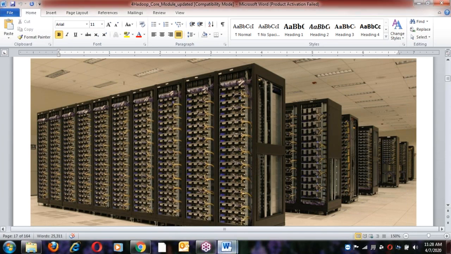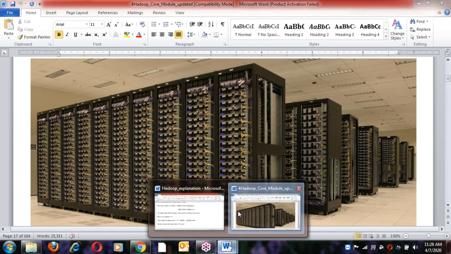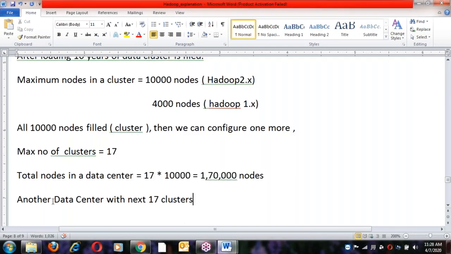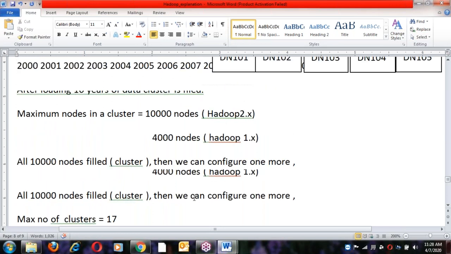So this is a data center. Like this, one more data center, then next one more building here, next data center, one more building like this. Here is another data center with the next 17 clusters. Like this, continuously, there are no limits. Unlimited data we can store in a Hadoop cluster, right? There is no limit on this.